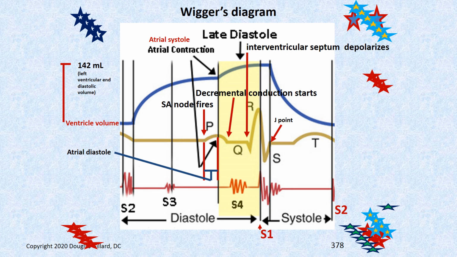You get a QRS complex. And then this is repolarization of the ventricles. Where's repolarization of the atria? It's inside here. It's hidden. You can't see it.